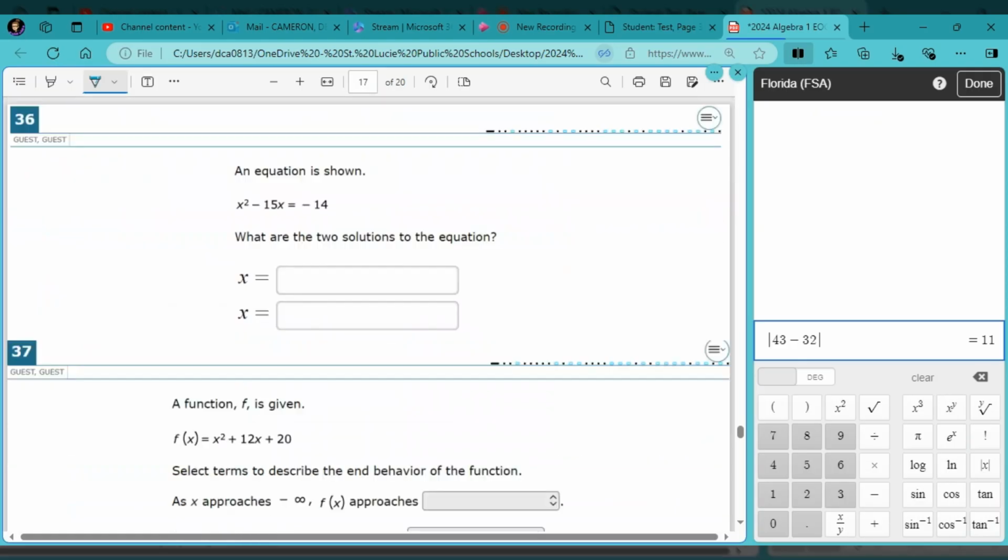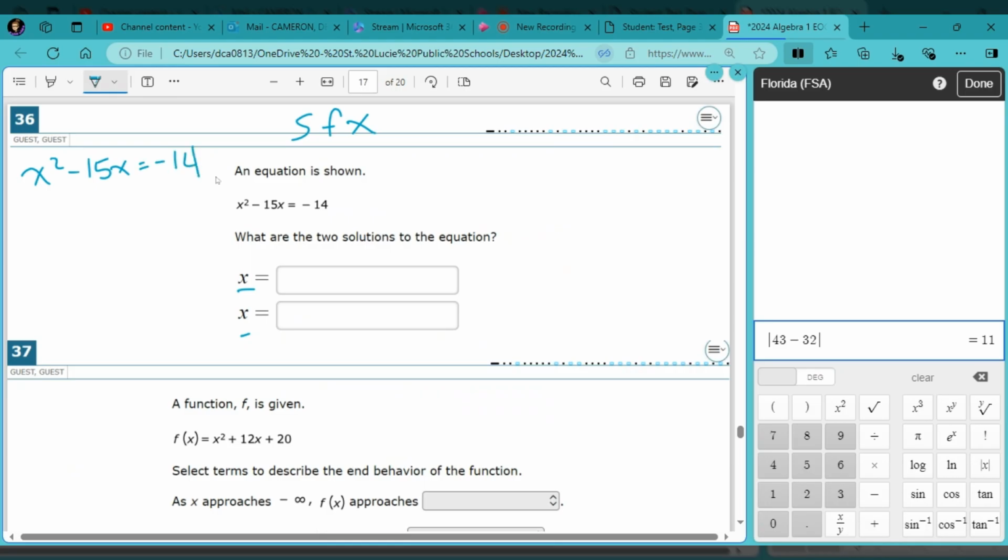Question number 36 says an equation is shown. What are the two solutions to the equation? And this is another one of algebra's greatest hits. We're gonna solve for x. We've got x squared minus 15x equals -14.